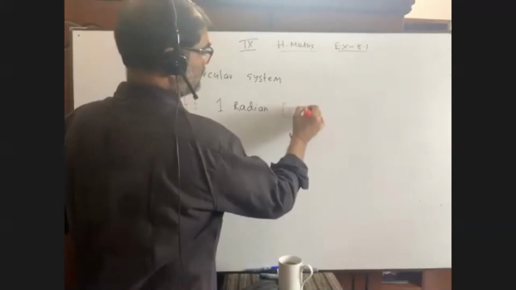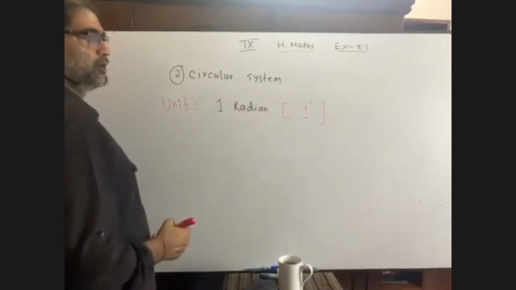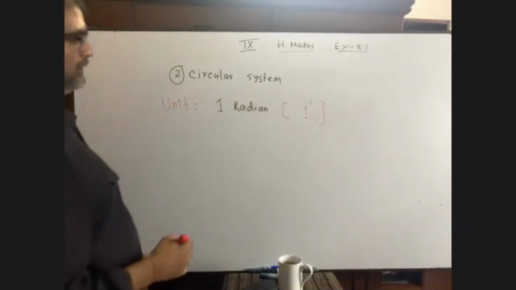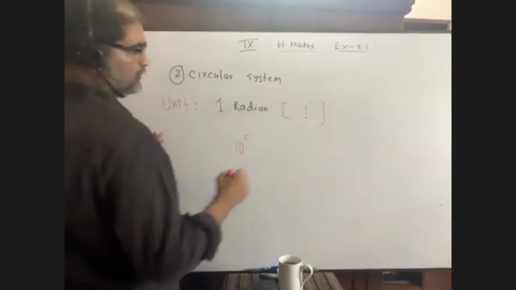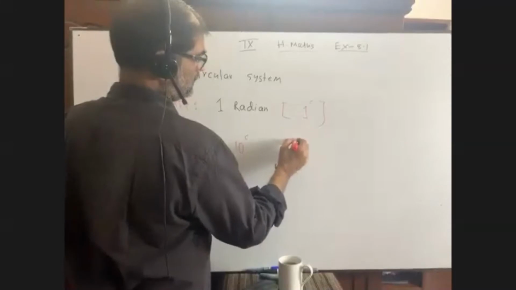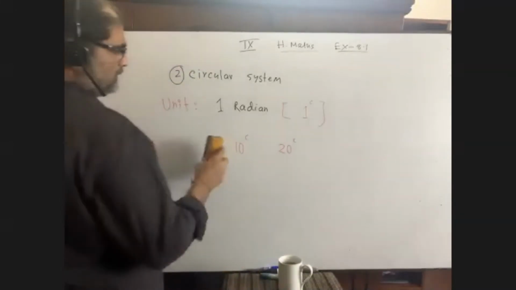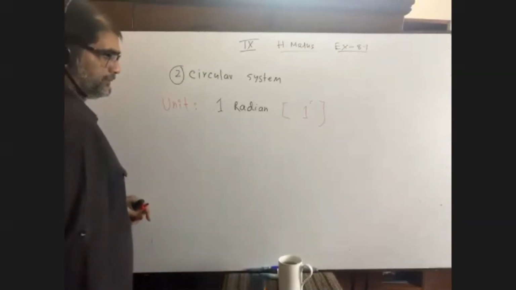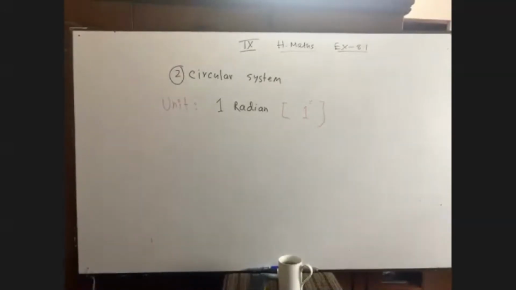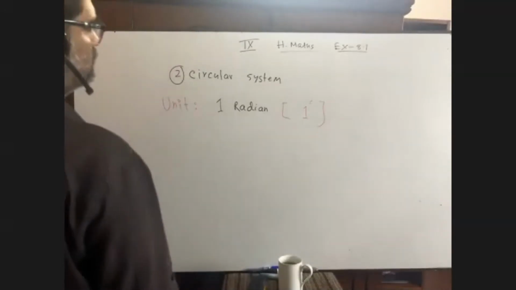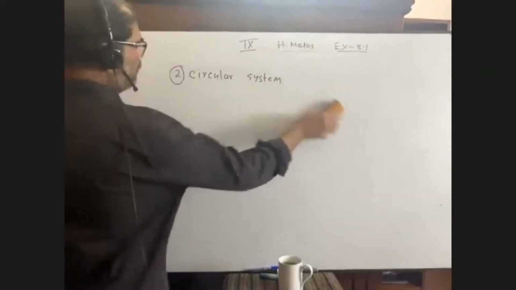It is written 1 to the power C, C for circular. Suppose 10 radian, 10 to the power C. Suppose 20 radian, 20 to the power C, in this way. Now it is done. The question is, what is radian? That's a good question. What is radian?